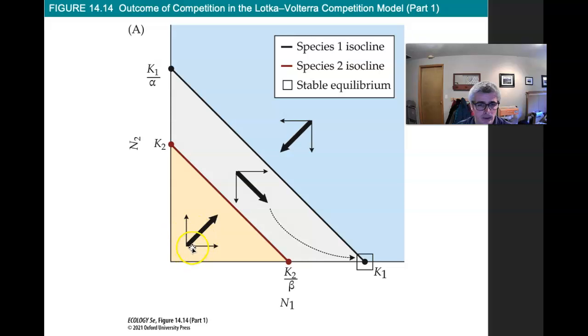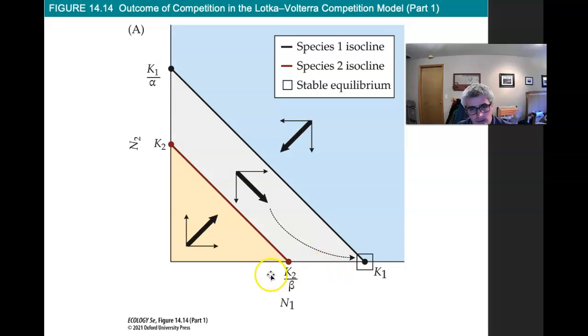If we're down here in this section, we're below the lines for both of these, and so it's going to drive an increase in species 2 and an increase in species 1. If we wind up in this space, we're above the line here, so it's going to drive a decline in this population, which is going to ultimately increase this population. So it's going to drive down population 2 and increase population 1. This is increasing population, even though it's pointing down.